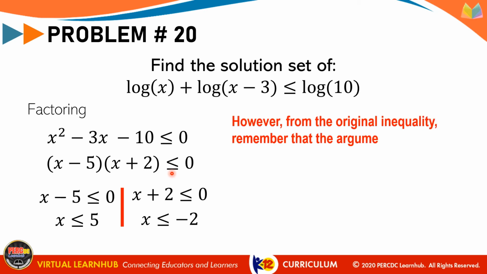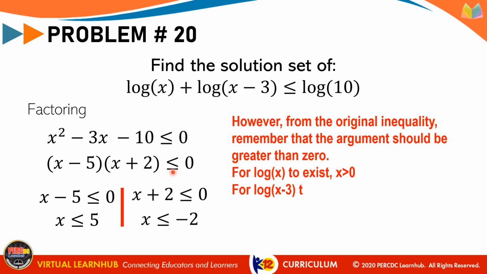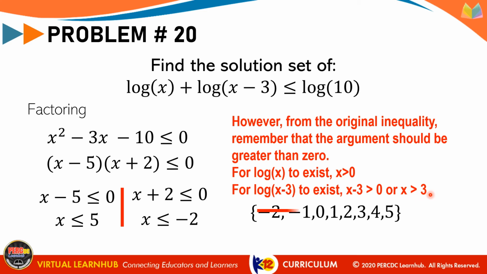However, from the original inequality, remember that the argument should be greater than 0. Therefore, for log of x to exist, x should be greater than 0. Therefore, we cannot consider this one. And for log of x minus 3 to exist, x minus 3 should be greater than 0 or x is greater than 3. Therefore, we can only allow the following values: greater than 3, 4, and should be less than 5. Therefore, from 3 to positive 5.